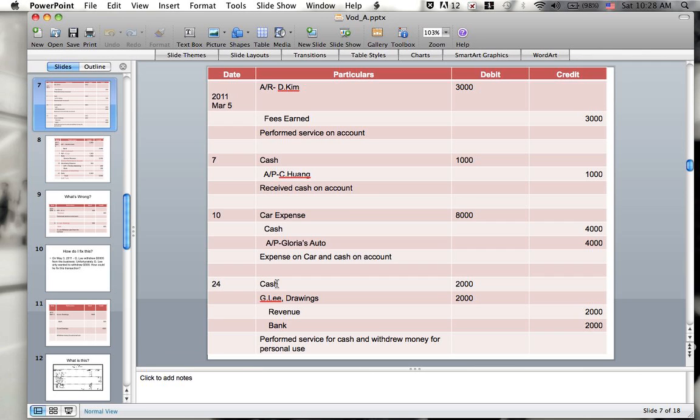debit $2,000 cash and debit G. Lee drawings $2,000. Credit revenue and bank each $2,000. Performed service for cash and withdrew money for personal use.